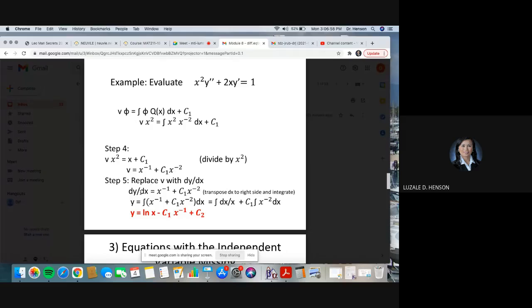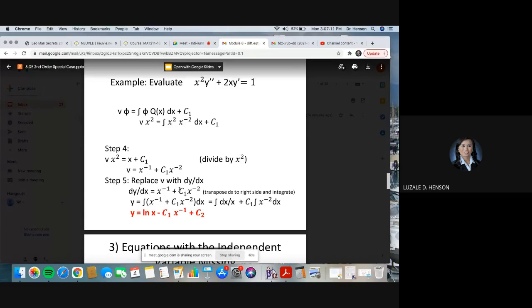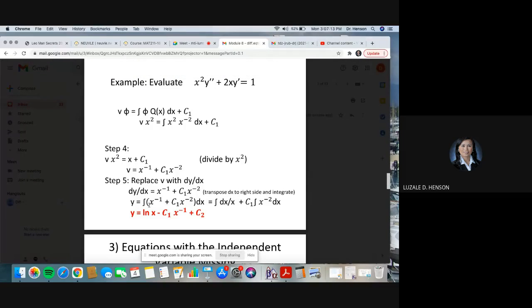Replace your v with dy/dx in step 5. And, okay, x squared, so as is. Transpose your dx to the right side and integrate. So once you transpose, you will have to distribute the integral sign.